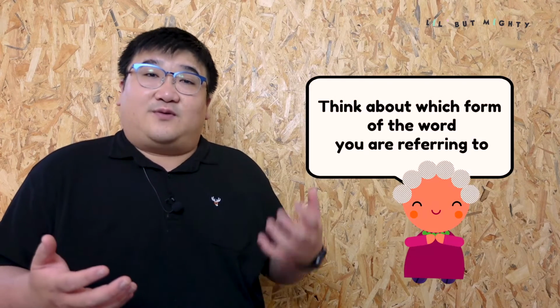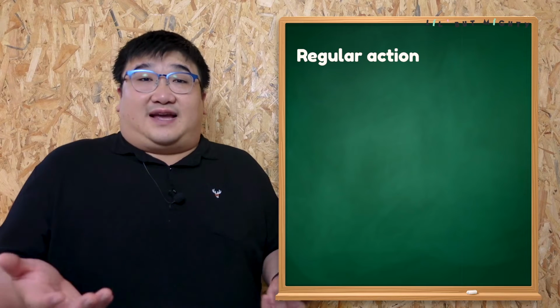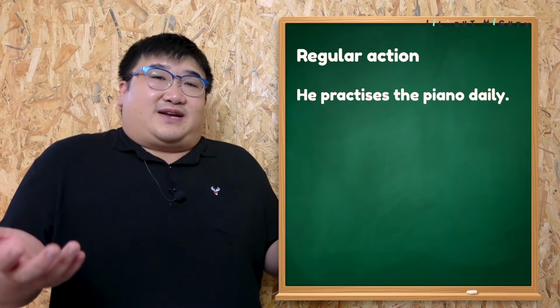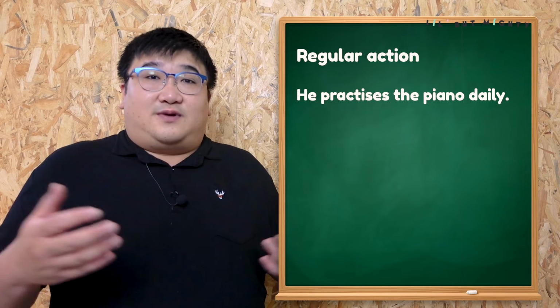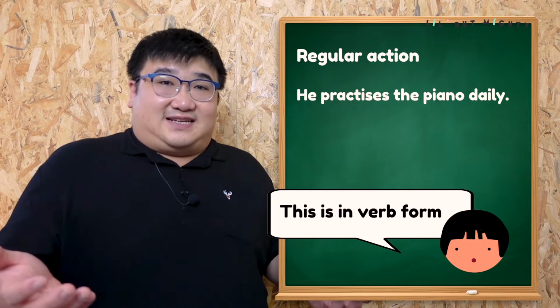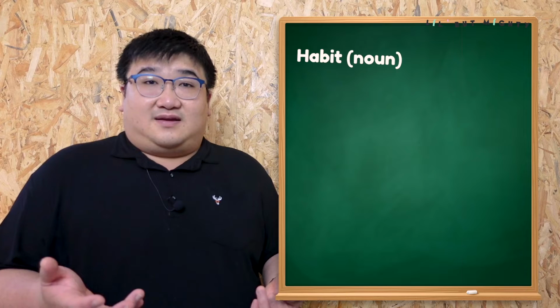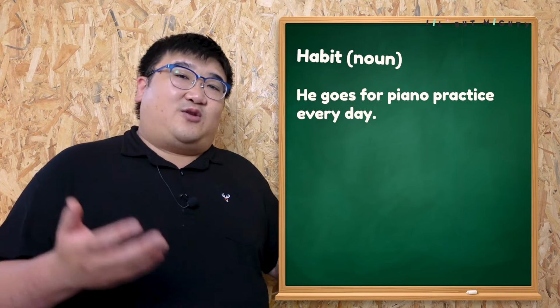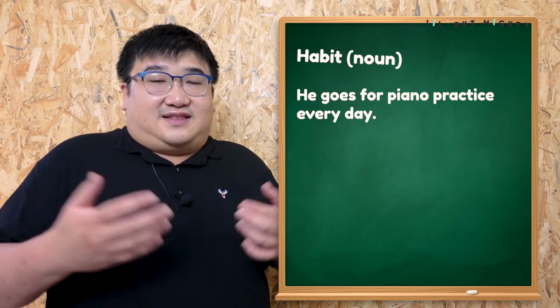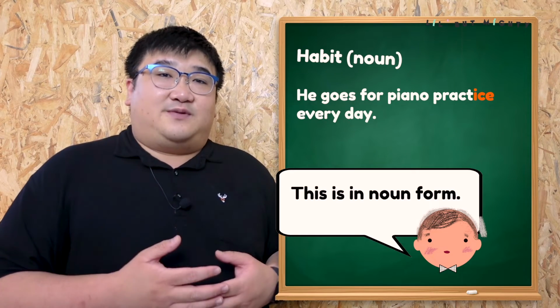Hence, to decide which word to use, we need to think about which form of the word we want to refer to. Are you referring to a regular action? Like for example, he practises the piano daily? Well, in that case, you're looking for the verb form of the word, and that practise is spelled with an S. Or are you referring to a habit? For example, he goes for piano practice every day. In that case, you're looking for the noun form of the word and need to spell it with a C.